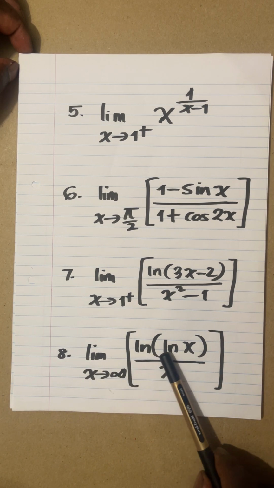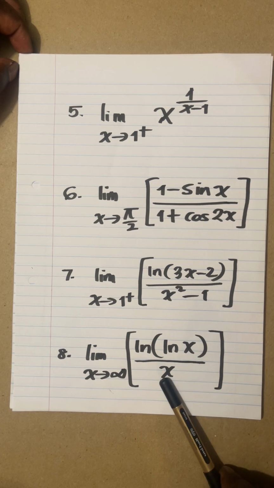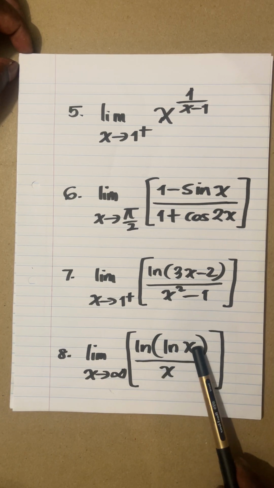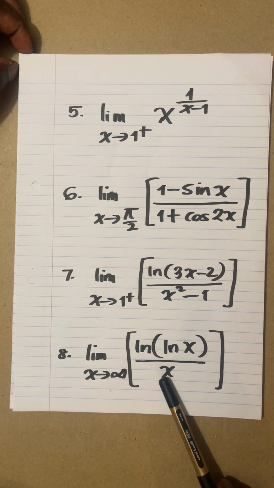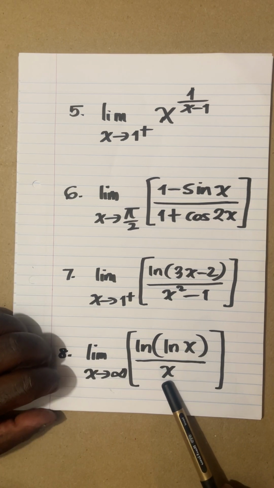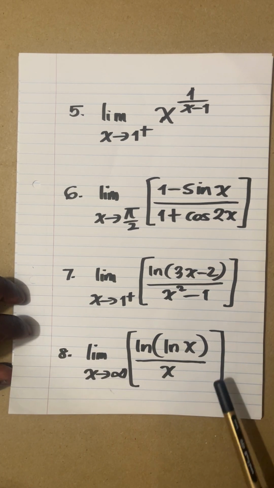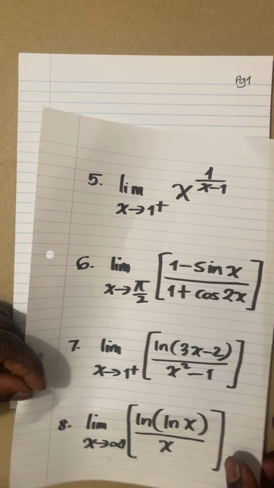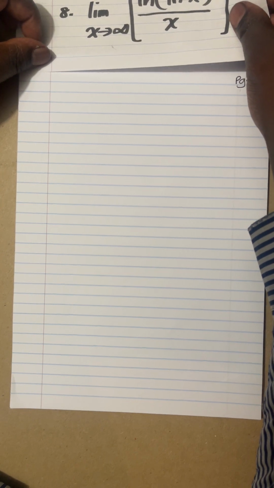Our first one, like I said, number 8 in this case, is the limit as x approaches infinity of the natural log of x all over x. Now, if you let x approach infinity here, you'll notice that the numerator becomes infinity and the denominator also becomes infinity. So we have a form of infinity over infinity, which requires us to use what we call L'Hopital's rule. So let's look at our first one then.